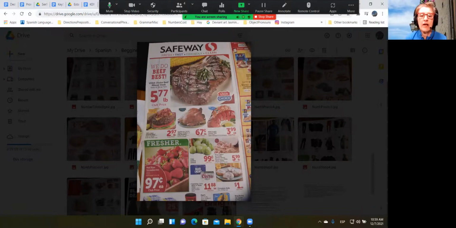Okay. So here we go. I'm going to say the centavos. So I'll say like, cinco con cinco con 77. We'll get dos dólares con 97. Oh, 67, 67 cents. See? 3.99. Sí. 11.88.